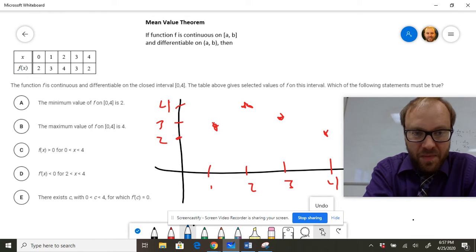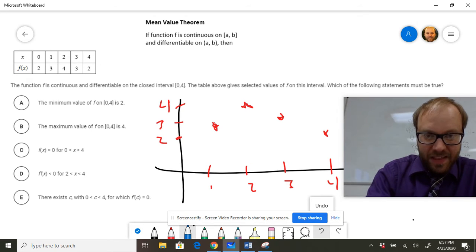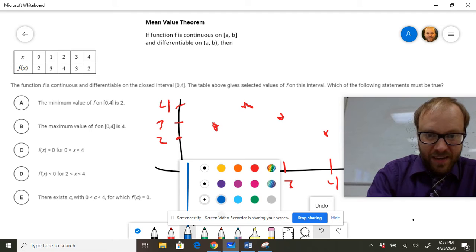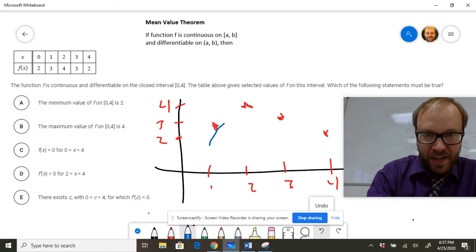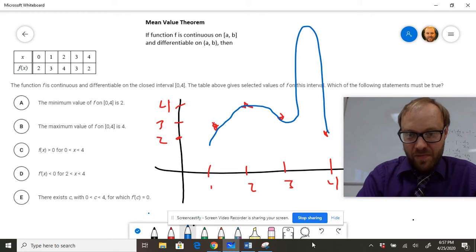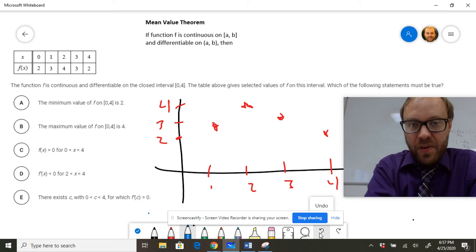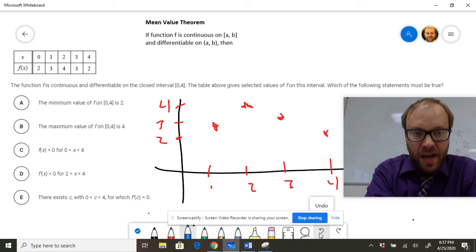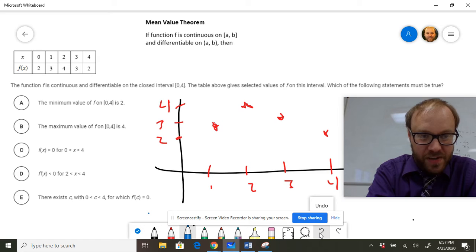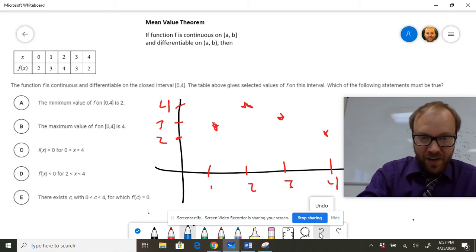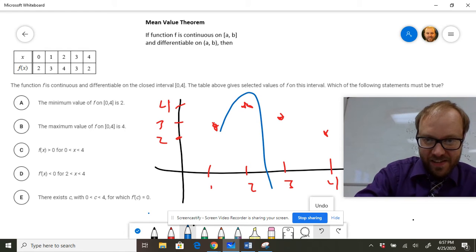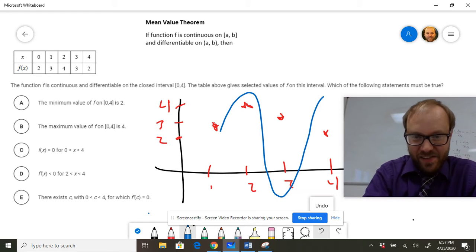Same kind of thing with part B. The maximum value is 4. Well, it's the highest number, but we don't know again that the function doesn't come through here and go way up somewhere and do something like that. We have no idea. We don't know that. It's continuous, so we don't know what happens in between those points. So anyway, part C says f of x is always greater than 0. Once again, we don't know anything about what this function does. f of x could dip way down and be less than 0. Somewhere that could possibly happen.